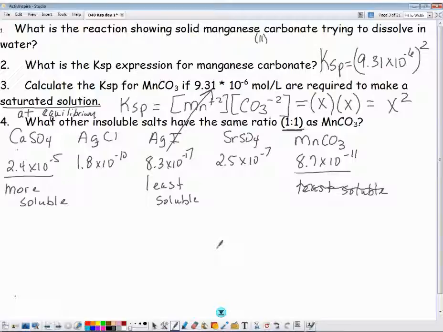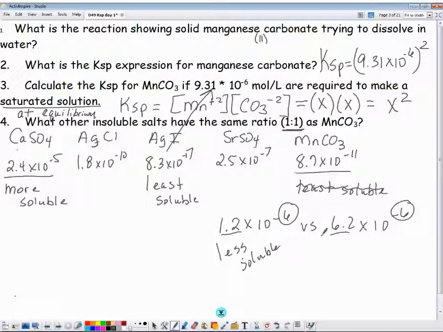Goodness. Well, all right, let's just make up 2 numbers: 1.2 times 10 to the minus 6 versus 6.2 times 10 to the minus 6. Out of those KSP values, which one would cause me to say the substance is less soluble? Brianna? Okay, this one is less soluble, because if they have the same exponents, then I have to look at this to see who's smaller. We know that because sometimes that negative exponent stuff kind of gets us. All right, I want everybody to look at 5, 6, 7, and 8.